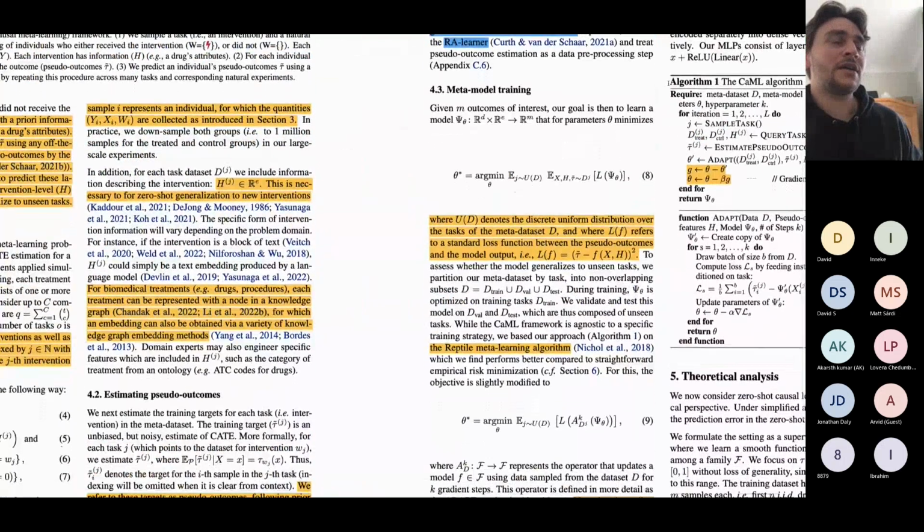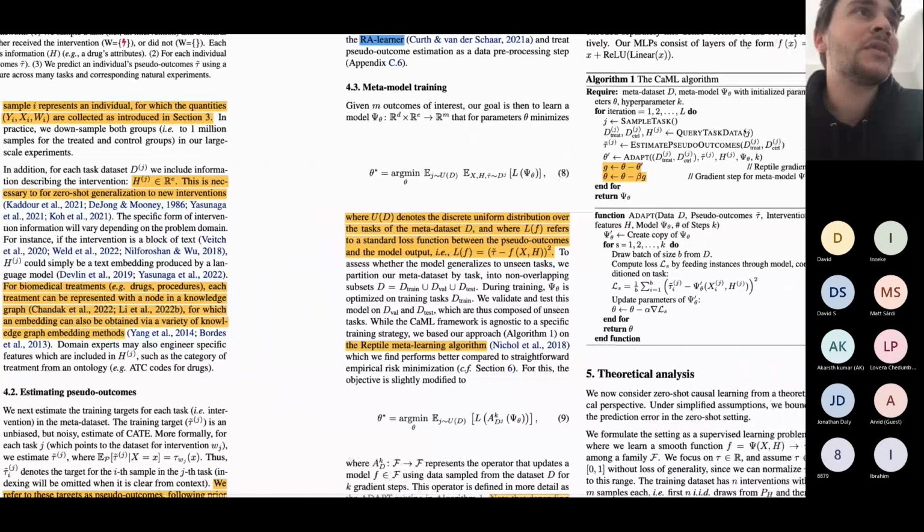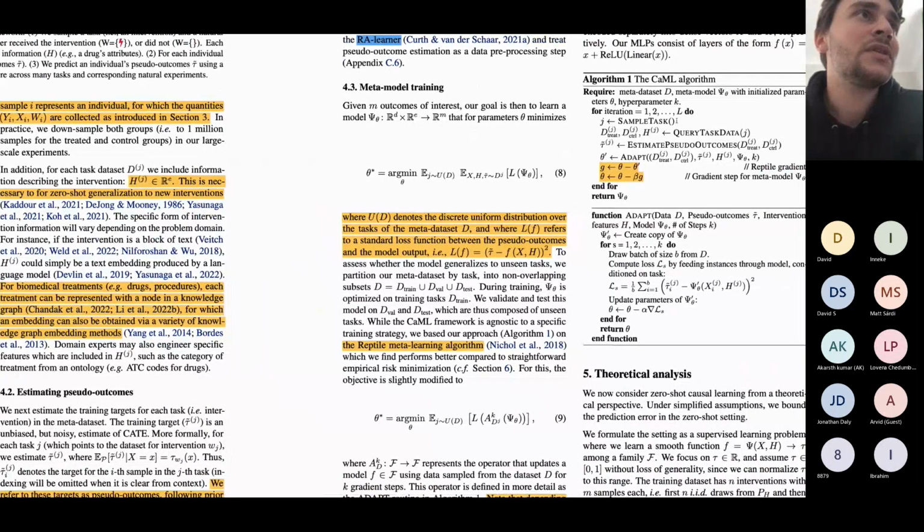So the way that they train their model is that they train the model on all of these different data sets in series. They randomly order the data sets and then they go through them. Oh, actually, they don't even randomly order them. They just sample them. So they sample one of the data sets.